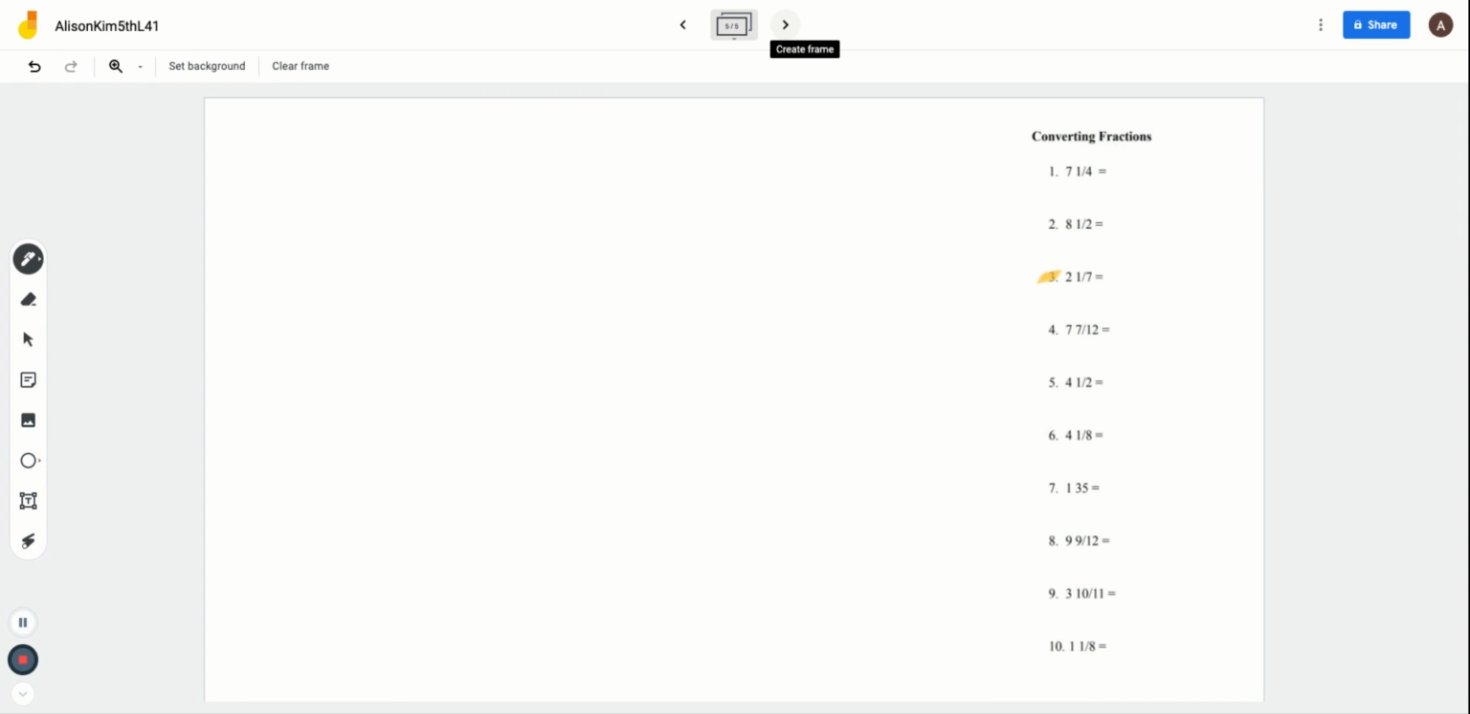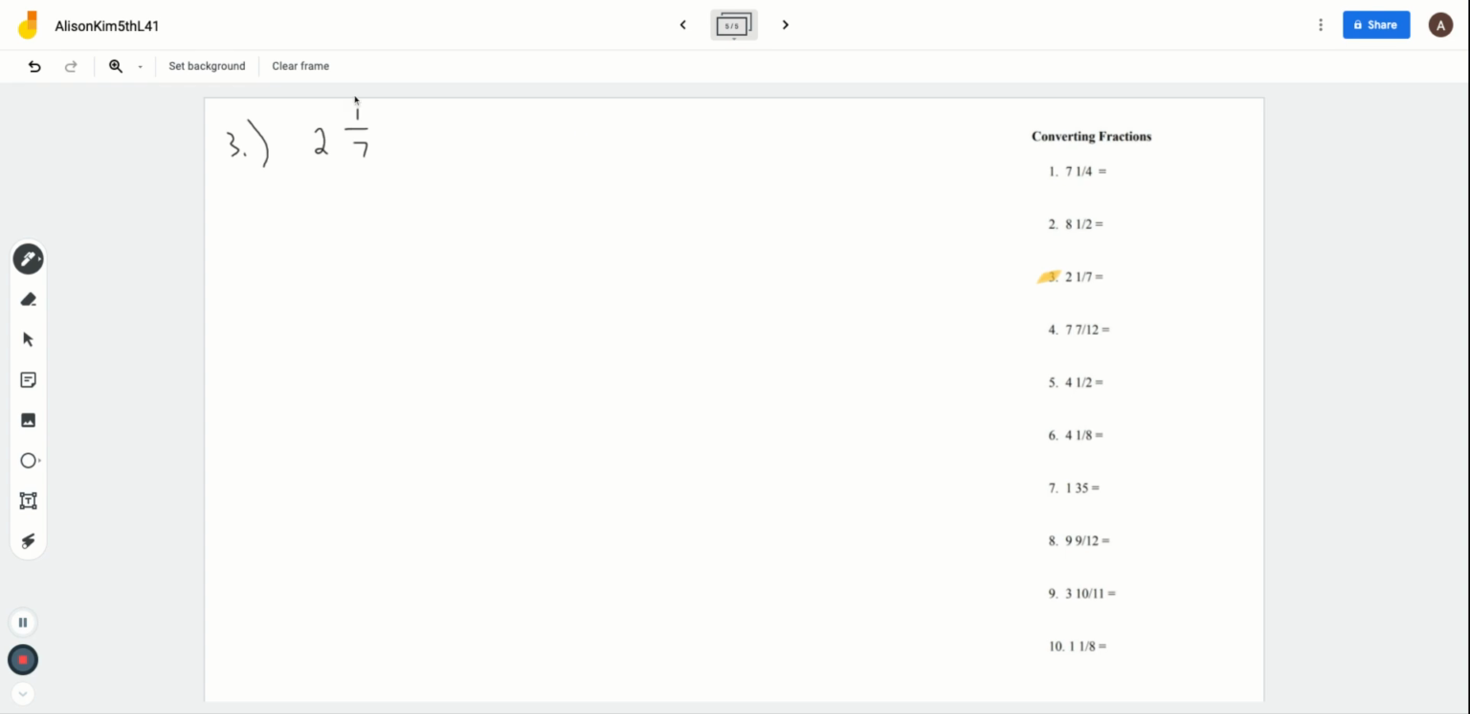Now we're going to be converting fractions. For all these 10 questions, they give us mixed numbers, so we're going to have to convert them into improper fractions. And you need to remember the rule for the improper fractions. So number 3 gives us 2 and 1/7. So in order to turn it into an improper fraction, we're going to focus on the numerator first.